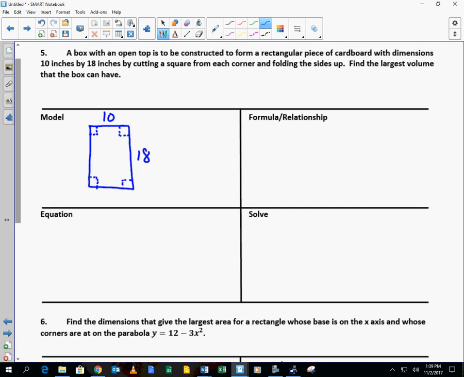What's my goal? Largest volume. So I should write an equation for volume. Length times width times height. Shoot, I've got three unknowns. Oh boy. What's the width? Holy cow, birthday girl, where are you coming up with this stuff?